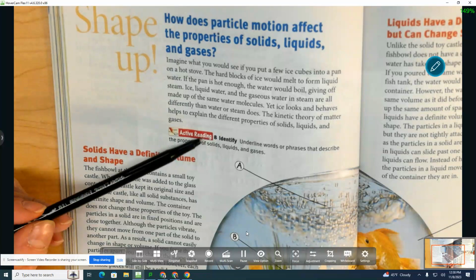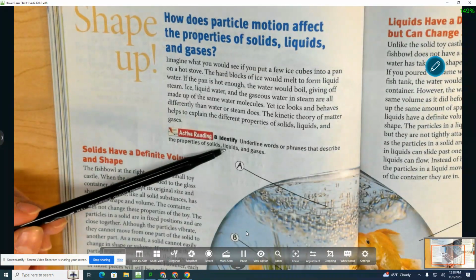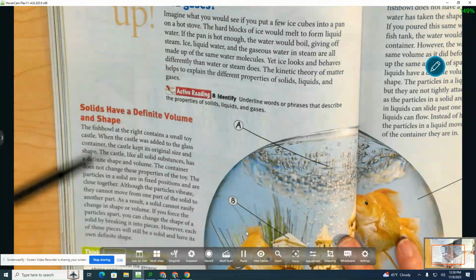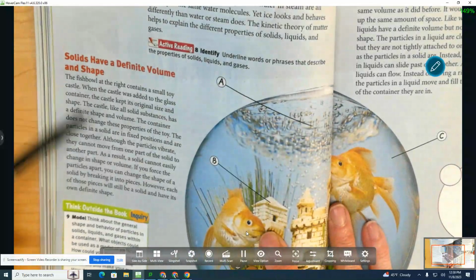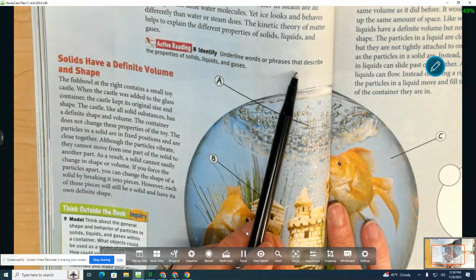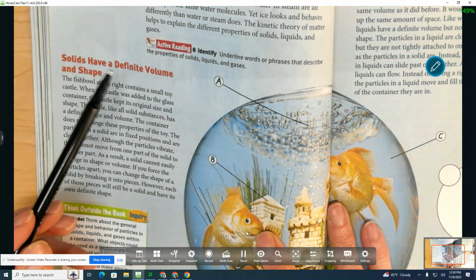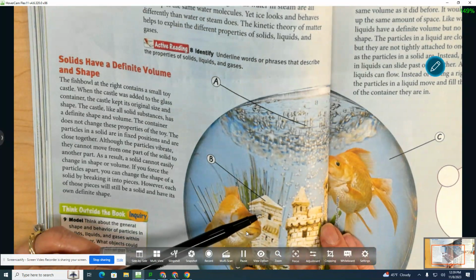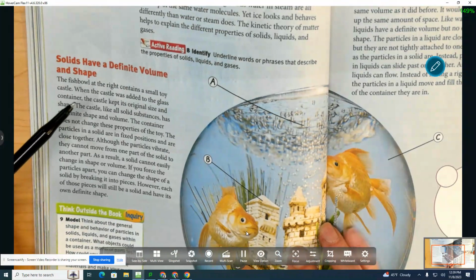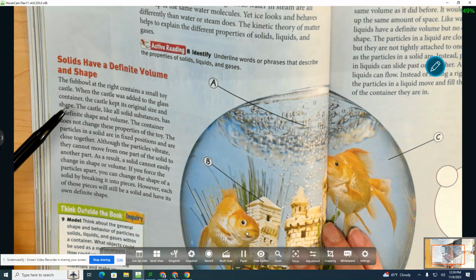So what we're going to do in number 8 is we're going to underline words or phrases that describe the properties of solids, liquids, and gases as we read each of these sections. Okay, so we'll start with solids. So again, we're looking for words or phrases that describe the properties of solids. Solids have a definite volume and definite shape. The fishbowl at the right contains a small toy castle. So we can see that right there. When the castle was added to the glass container, the castle kept its original size and shape.